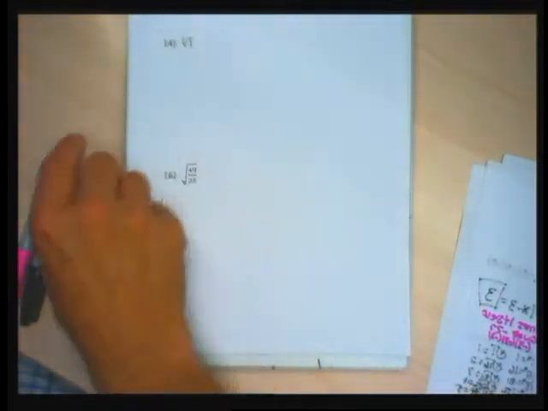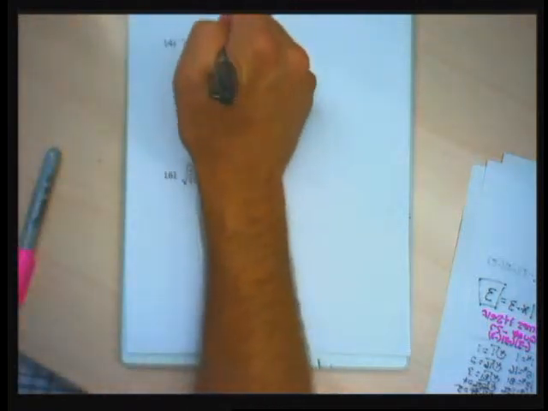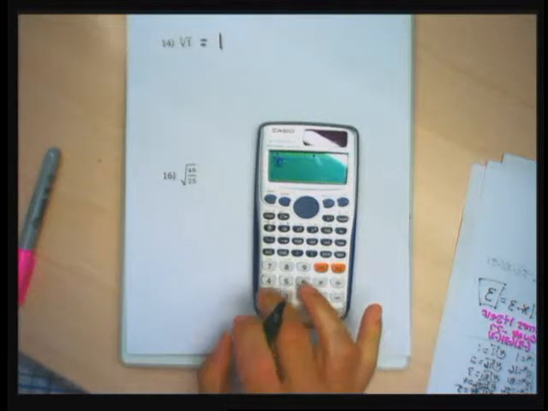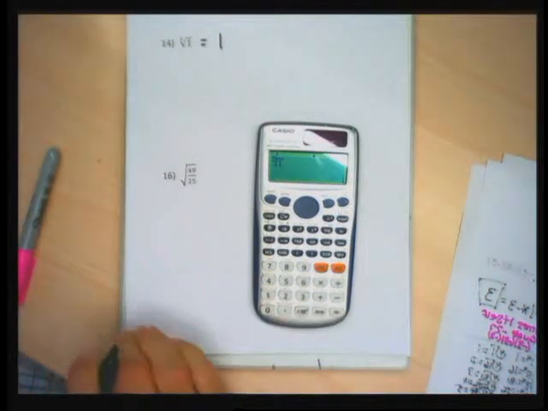14 asks me what number times itself 3 times is 1. That's 1. So to do the shift cube root of 1, my calculator will tell me that it's 1 because 1 times 1 times 1 is equal to 1.